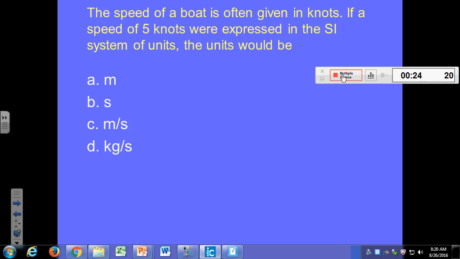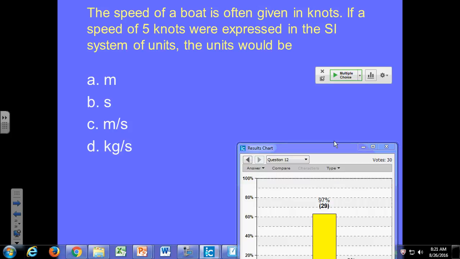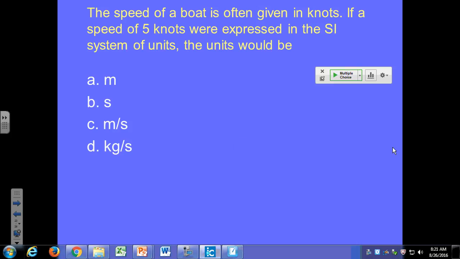All right, we'll stop at 32. Oh, for goodness sake. Okay, yeah, that's right. Meters per second. A knot is a nautical mile per hour, so in SI units, meters per second.